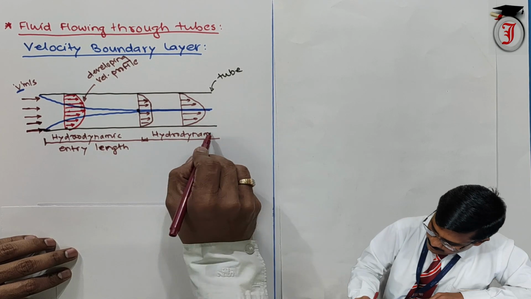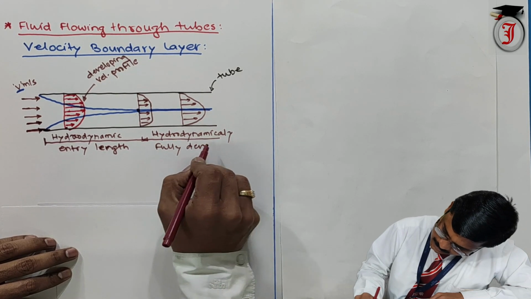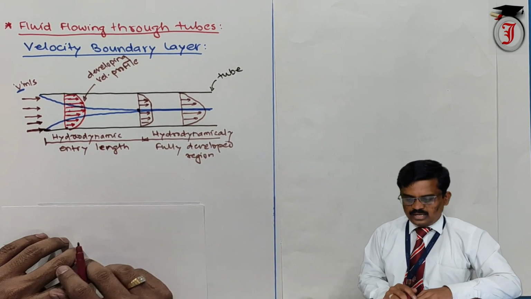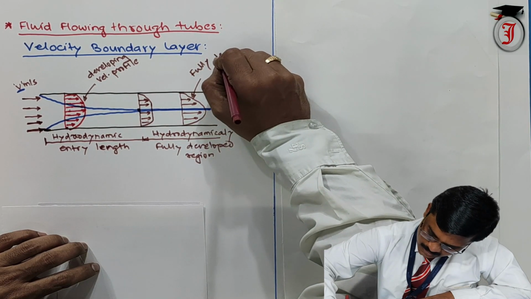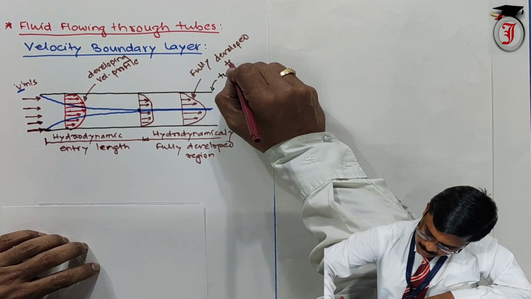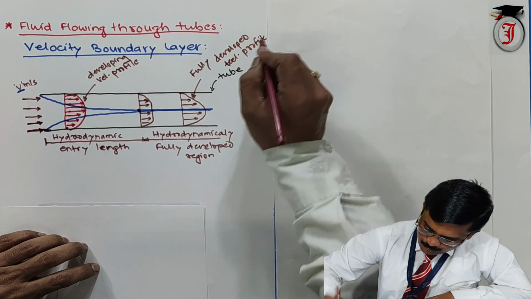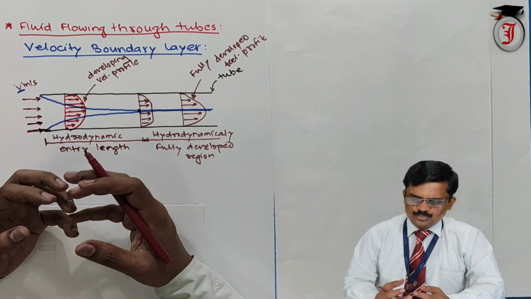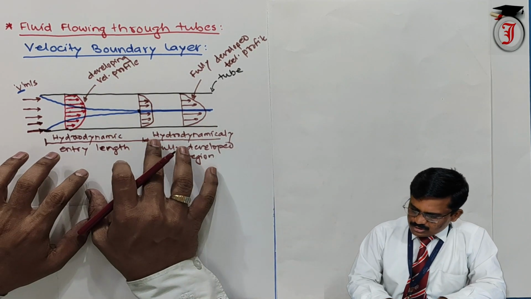and the temperature profile is also called a fully developed temperature profile, and the velocity profile is a fully developed velocity profile. The velocity profile in this region is parabolic in nature for laminar flow, and for turbulent flow it is somewhat flat. Okay, so this is the velocity boundary layer.